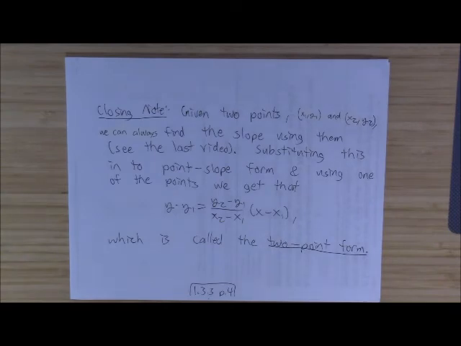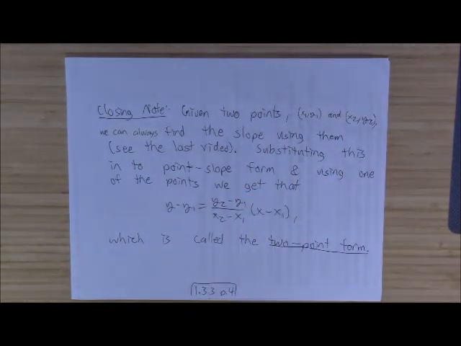As a brief closing note, given two points (x1, y1) and (x2, y2), we can always find the slope using them. Again, of course, see the last video. Substituting this into point-slope form and using one of the points, we get y minus y1 equals (y2 minus y1) over (x2 minus x1) times (x minus x1). This is called the two-point form.